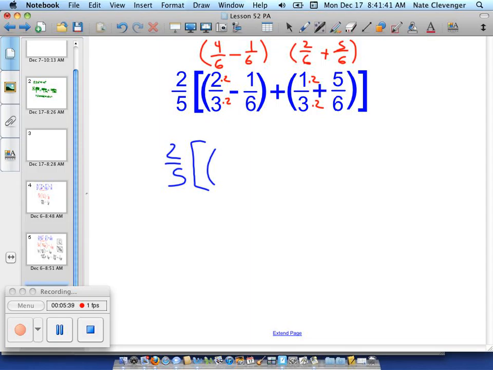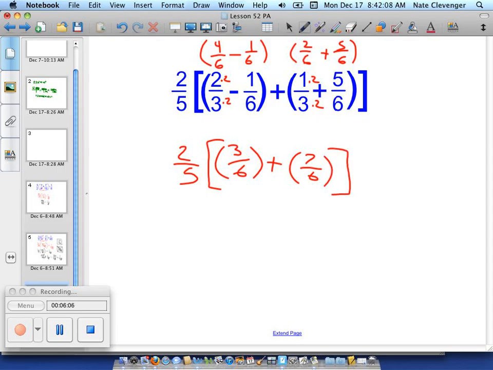I have 2/5 over 4 minus 1 is 3/6, which is 1/2, but I'm going to leave it as 3/6 for right now, because this other problem I'm going to have to work and combine with it, so it might just totally disintegrate. All that work for nothing. That was good. I usually recognize that, but didn't that time. So 3/6 plus 7/6.